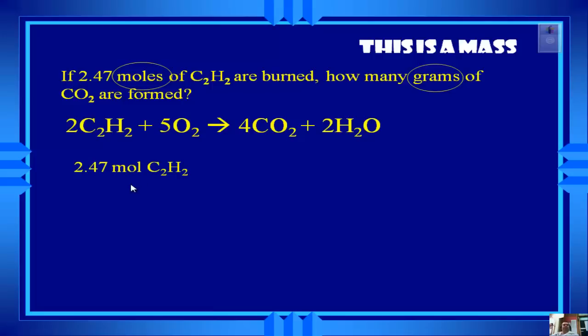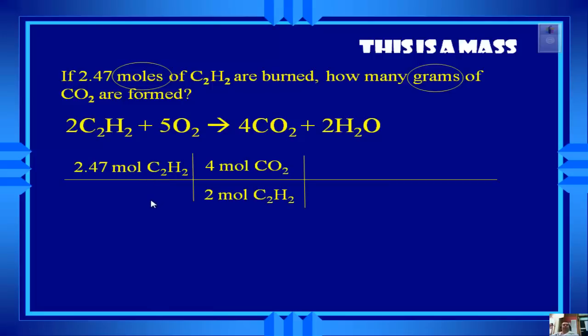Balancing my chemical equation, I get this. So I'm going to start off with 2.47 moles of C2H2, setting up my railroad tracks. Notice, I am dealing with C2H2 and I'm dealing with CO2. So these are the only coefficients that I have to worry about. C2H2 has to cancel out, so the 2 is going to go on the bottom. Carbon dioxide has to go on top, so the 4 goes there.